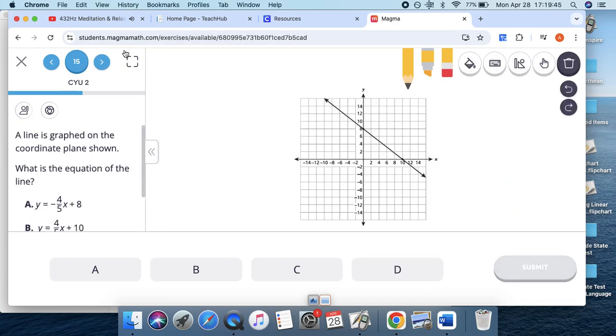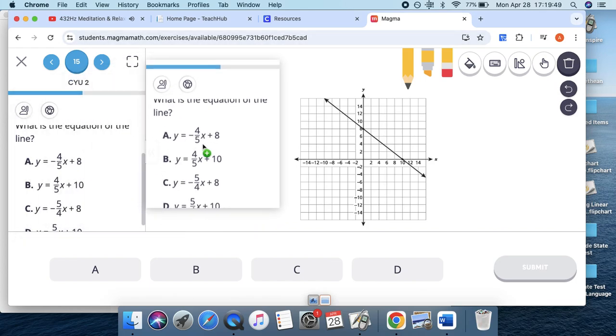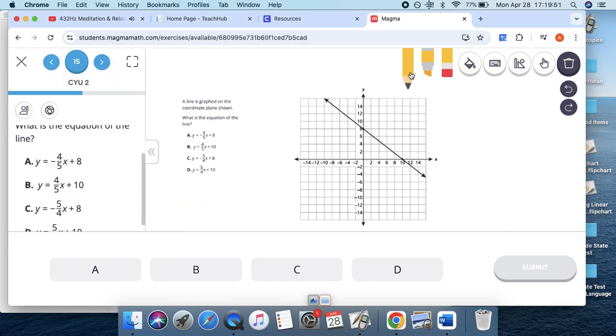15. What is the equation of the line? Well, I would always start with the y-intercept because that eliminates probably half. The y-intercept is here, 8. So if I'm going to build my equation in slope-intercept form from scratch, we look at the y-intercept, and it's telling you that's +8. This line crosses the y-axis at +8 right here. So that allows me to cross B and D out.